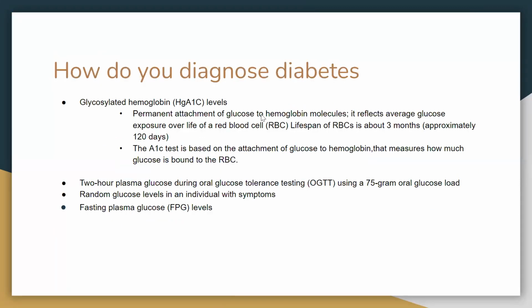So how do we diagnose diabetes? Basically, there are two types of diabetes, diabetes type 1 and diabetes type 2. Diabetes type 2 is something that we see in patients when they're at an older age, or in people that have a predisposition for it due to family genetics, or it is something that comes with obesity.